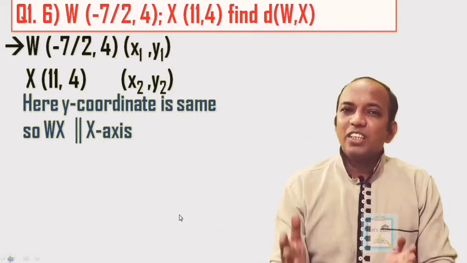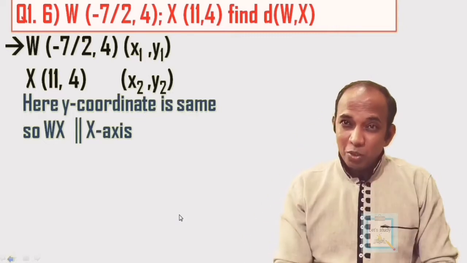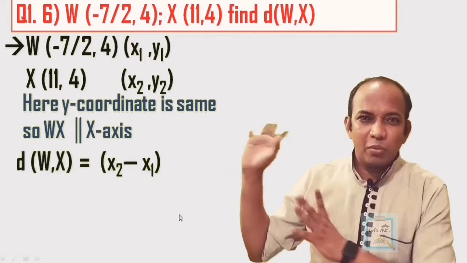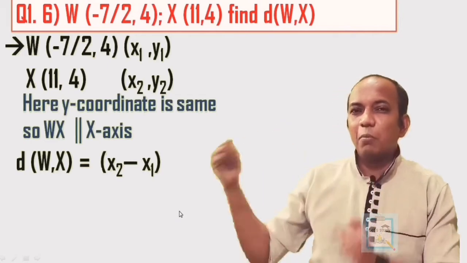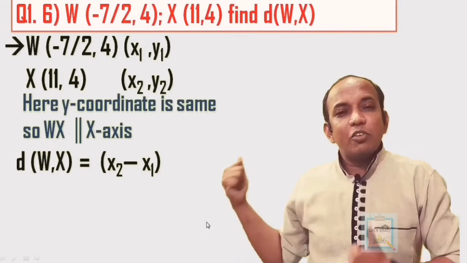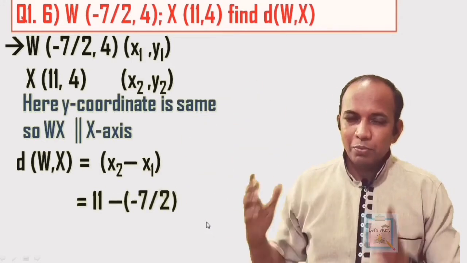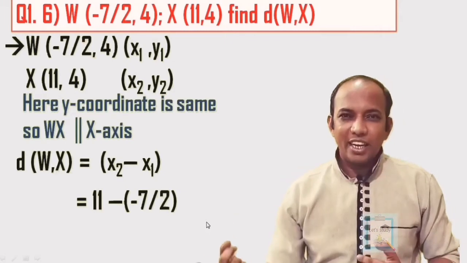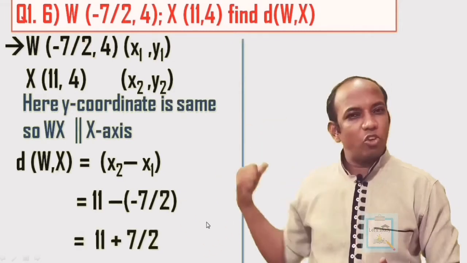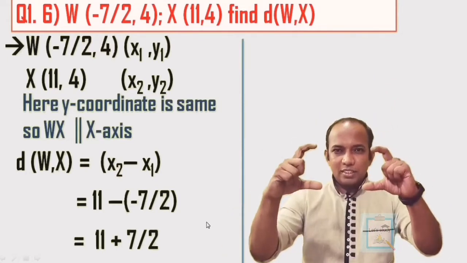What we know, if the segment is parallel to x axis, then the difference between x coordinates will be the distance of that segment. So distance WX is equal to x2 minus x1 directly. As a result, we get 11 minus in bracket negative 7 upon 2, right? That minus and negative sign together result in positive 7 upon 2, so we get 11 plus 7 upon 2.